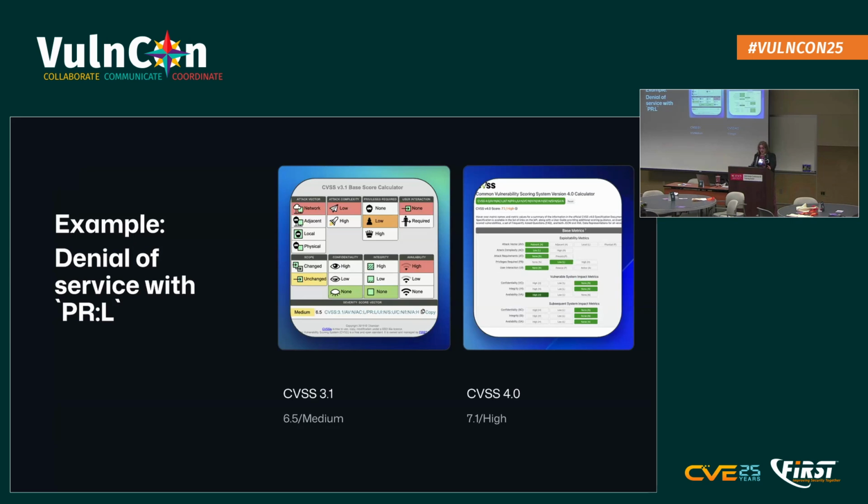Your typical unauthenticated, uncomplicated denial of service attack lands on a 6.5 or medium in CVSS 3.1. That same authenticated denial of service attack with low complexity lands you on a 7.1 or high if you use CVSS 4.0. However, if that vulnerability hasn't been exploited in the wild, there are ways to get that down to something that would be more of what people expect in CVSS 4.0.